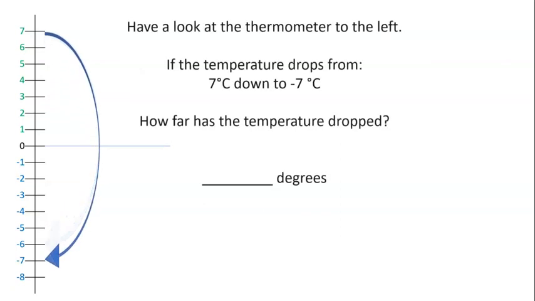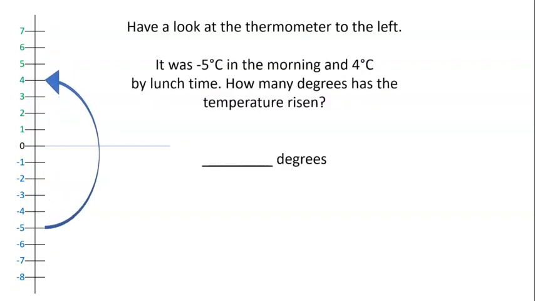With that in mind, have a look at this one, see if you can get an answer in your head. What is the gap between these two? See if you can do it as quick as you can in your head, and then we'll check the answer. Hopefully you got your 14 degrees, because obviously 7 down to 0 is 7, and then 0 down to -7 is 7, so 7 plus 7.